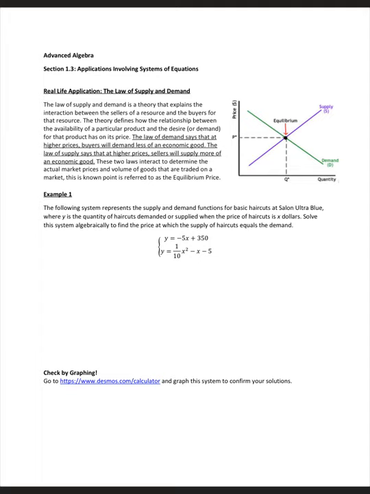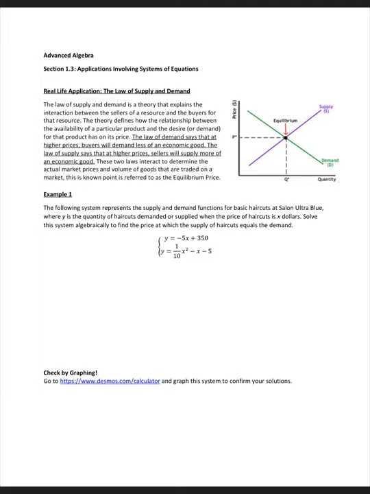So we're given a system here where y equals negative 5x plus 350 and y equals 1/10 x squared minus x minus 5. So we're going to need to solve this algebraically and find the point of intersection, which in this case is going to be our equilibrium price, in which the supply of haircuts equals the demand.